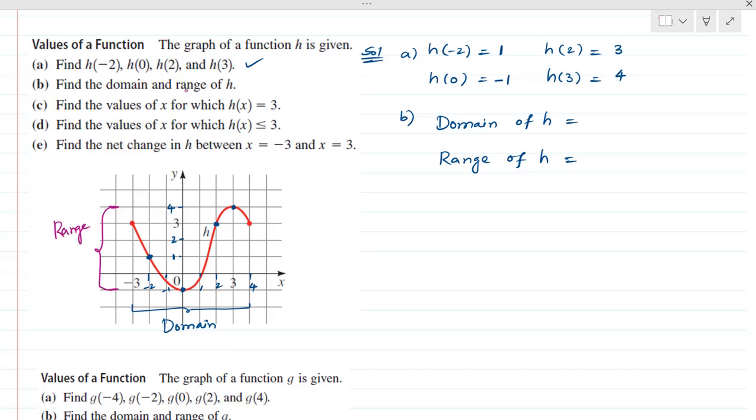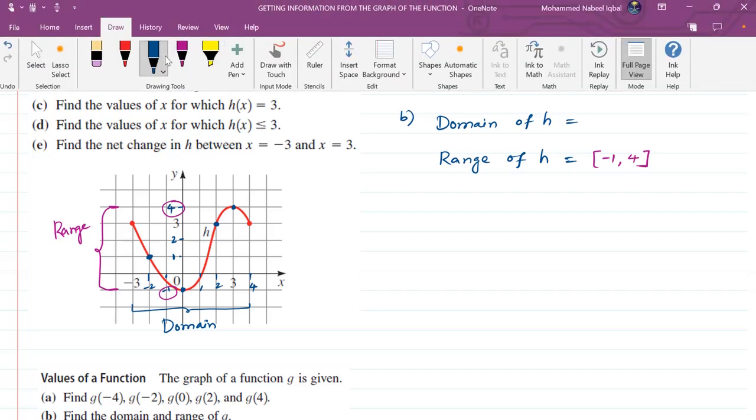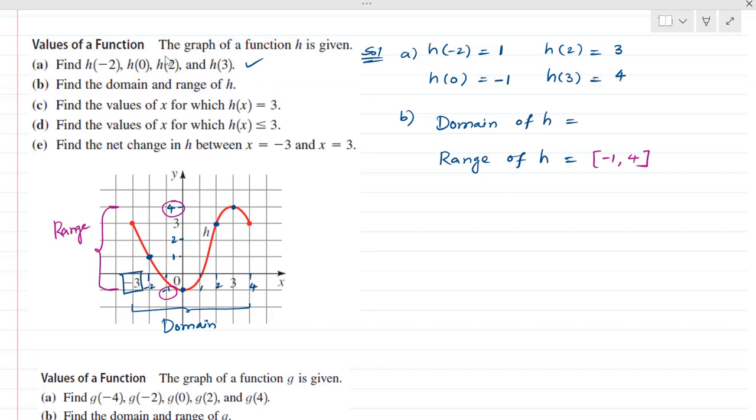Now we will write it in terms of numbers. It is a closed interval. The range is the closed interval from minus 1 comma 4, because we write the smaller number first. And what about the x value? The x value is given by minus 3 to plus 4. That's it.